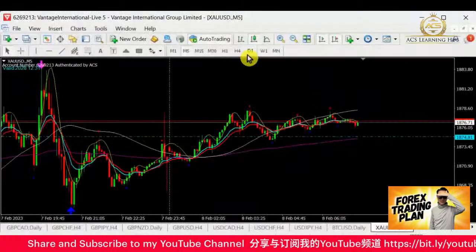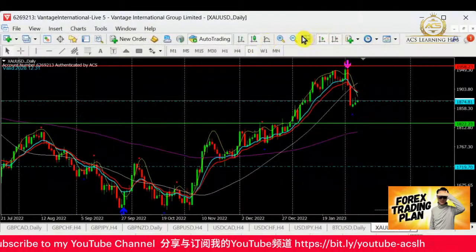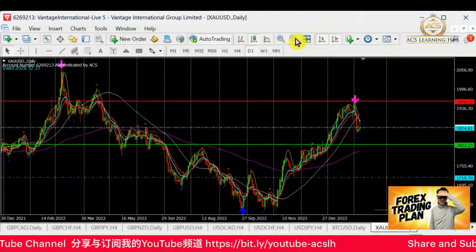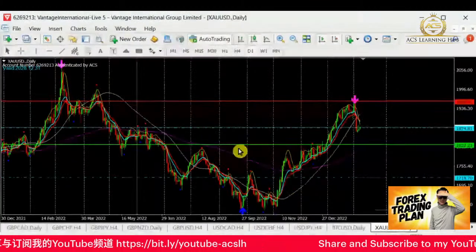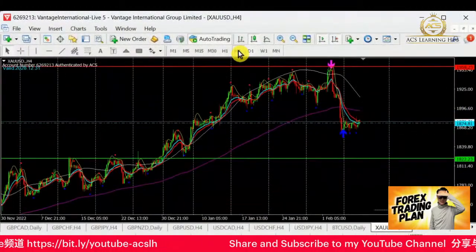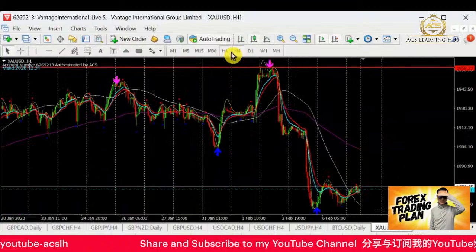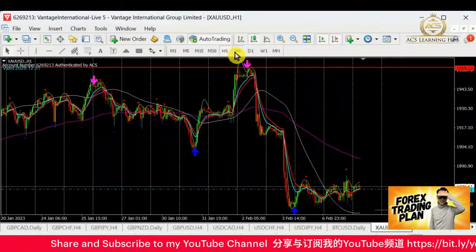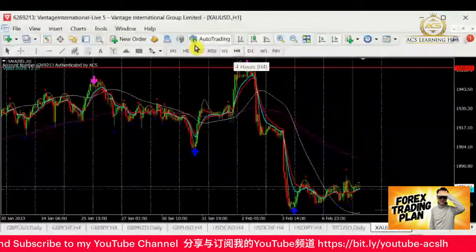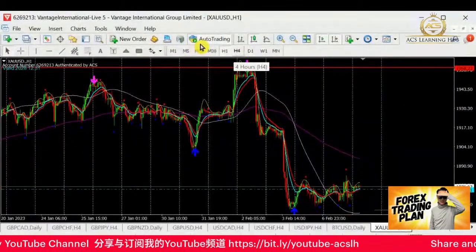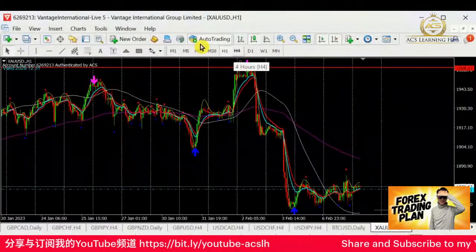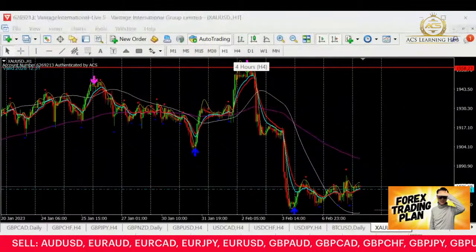As for gold, let's take a look. Generally we are still looking for a buy. I'm still waiting for the downward trend to come in, but it is not coming in yet and is hovering around that area. There isn't any very clear direction there, so probably we will just want to wait for a while.